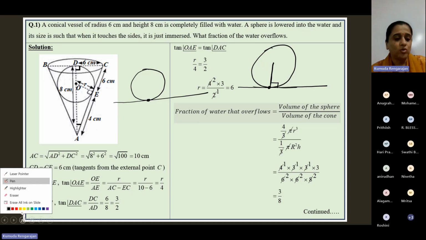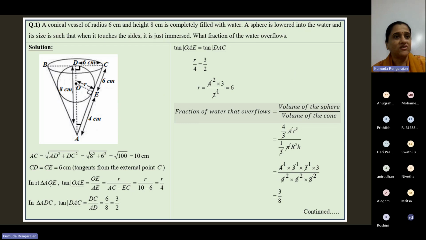Okay, what's a tangent? You know what a tangent is. We've seen this in standard 9. A line that touches a circle at exactly one point is a tangent to the circle. So this point where the tangent touches the circle is called the point of contact.